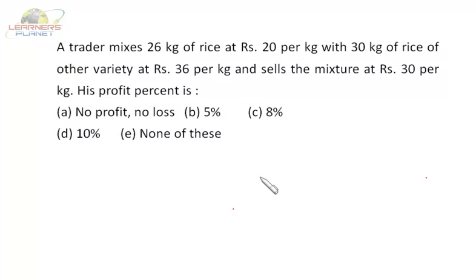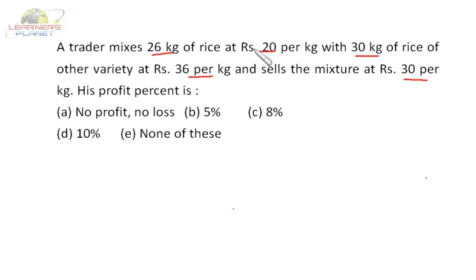Now let's do this problem. A trader mixes 26 kg of rice at rupees 20 per kilogram with 30 kg of rice of other variety at rupees 36 per kilogram, and sells the mixture at rupees 30 per kilogram. We have to find his profit percent.